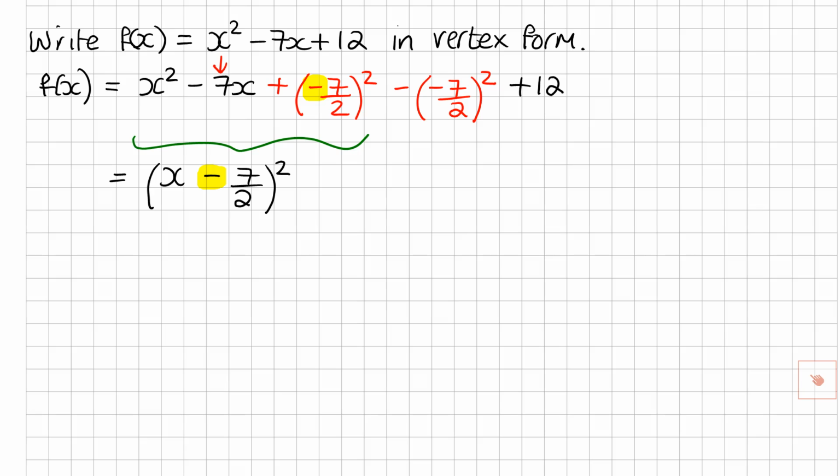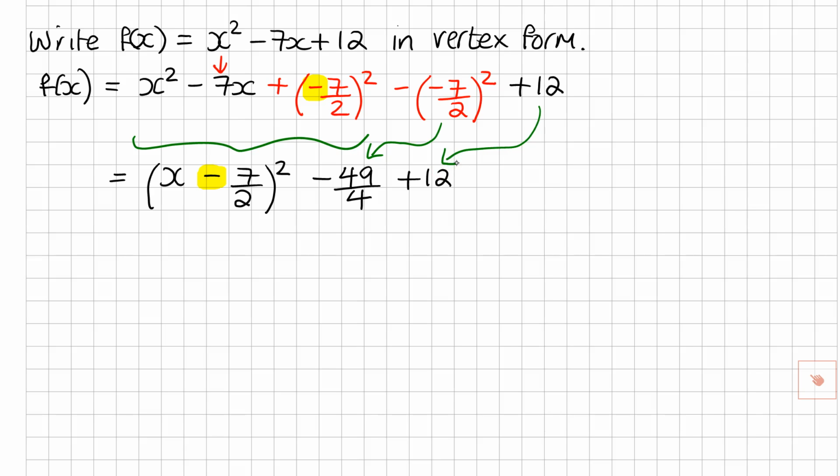Now, we still have to put on this extra piece here that's in red. The other piece that we need to add on is minus 7 over 2 squared, which is minus 49 over 4. Don't forget that you're squaring both the top and the bottom, and that there's still a minus outside. Okay, and then finally we have the plus 12 at the end.